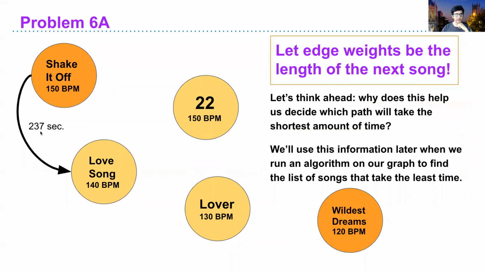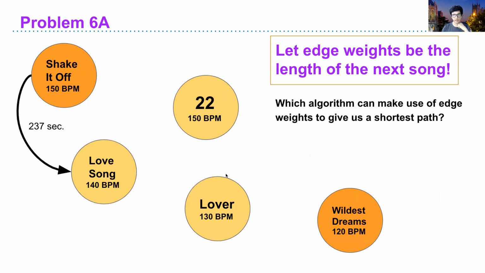So we can essentially encode the length of the song as the edge. So we could say that the edge length from Shake It Off to Love Song is 237 seconds, which kind of gives us more information about how long it's going to take to go from this to this. So imagine if we had another song with 140 BPM and that was, say, 100 seconds. So you would know that going there is faster than going here, right? And now that we have this, what algorithm can we make use of edge weights to give us the shortest path?